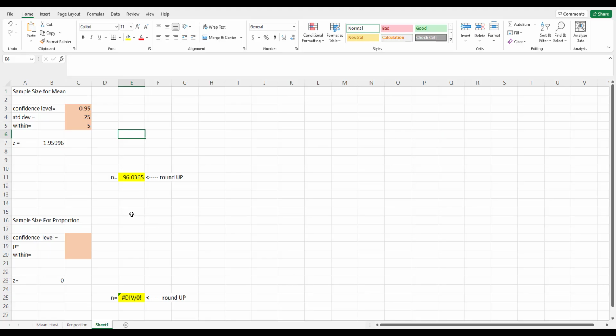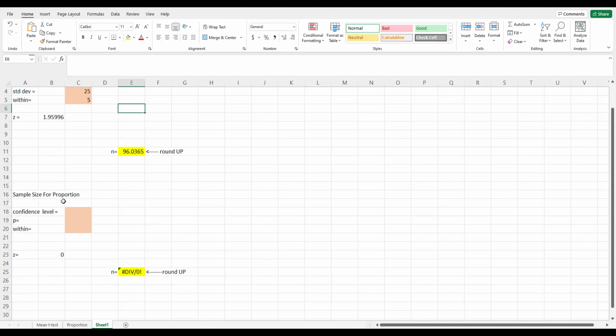I also have this in my template. If you look down here, it says sample size for proportion. I'm going to put 0.95. My P was 0.15, and once again we're going to do "within." So the number that came after "within" was 7%. We're going to use that. You do not have to double it, but you do have to change it to a decimal. So that's 0.07, and your answer will populate in this yellow box down here, and it says 99.9563, round up to 100.